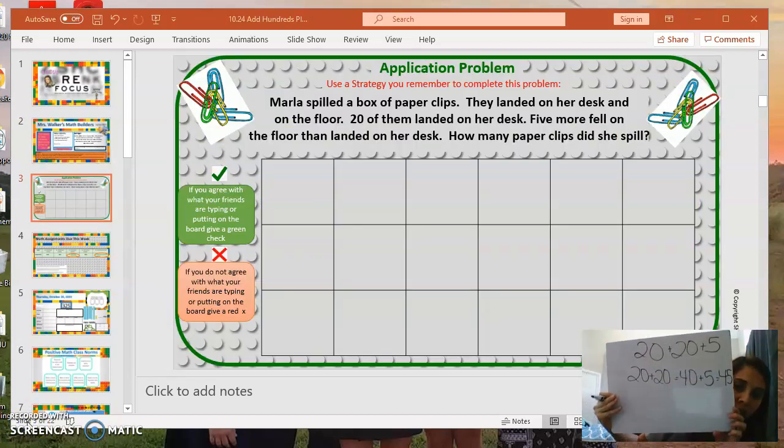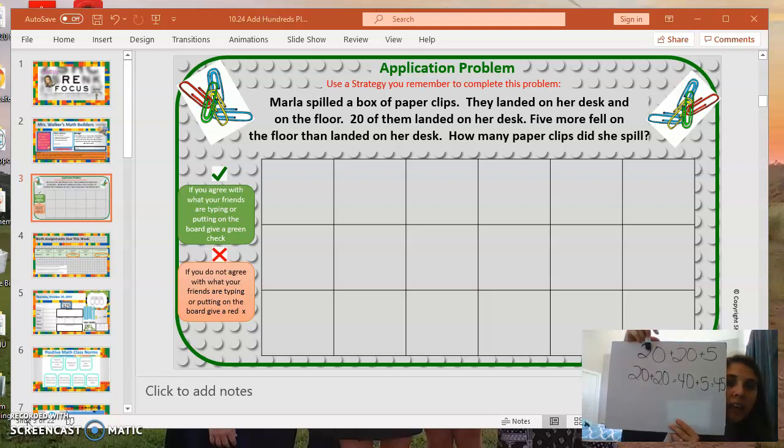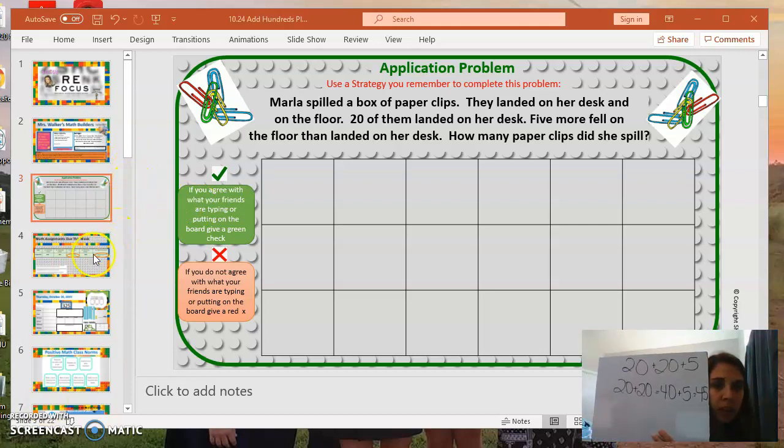And I've worked it out at home. The way I look at it, 20 of them landed on the desk, and 5 more fell on the floor than landed on the desk. So that means she had to have the 20 that fell on the desk, plus 20 on the floor, plus 5 more, and that gives me 45. So 20 plus 20 equals 40, plus 5 more equals 45. I hope you were able to solve that.